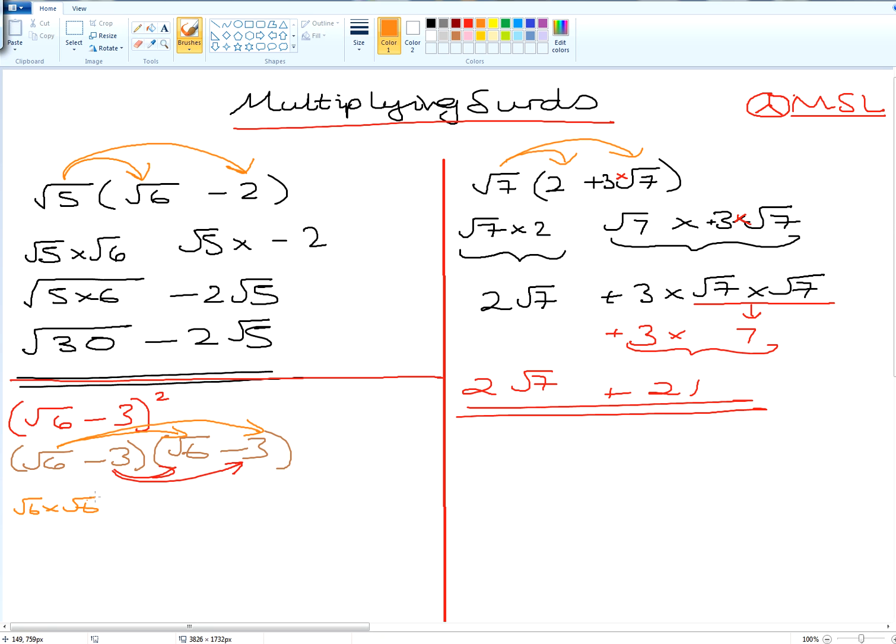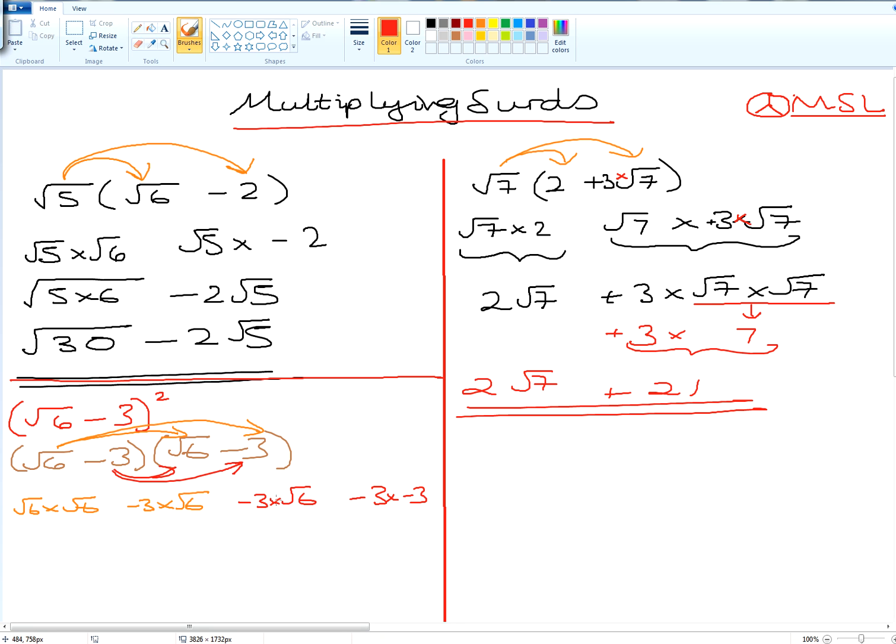Root 6 times by minus 3 will give us what? Same as minus 3 times by root 6. Now let's do the red ones, red arrows. Then we've got minus 3 times by root 6. And then we have minus 3 times by minus 3.